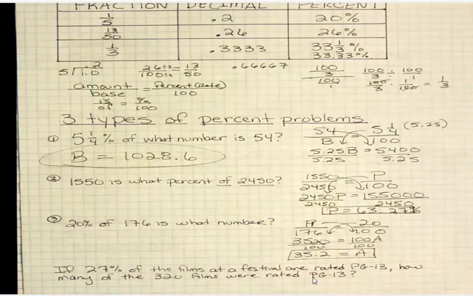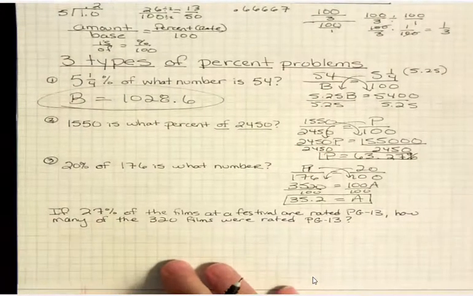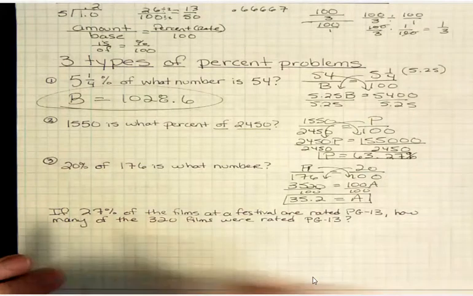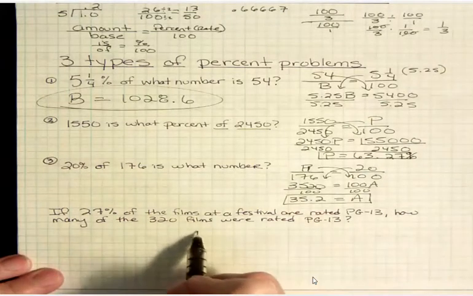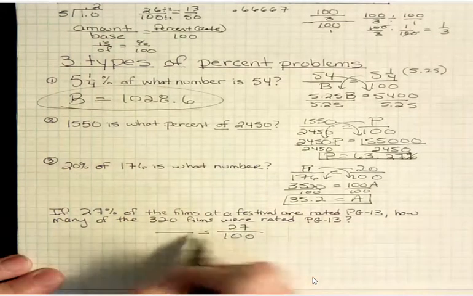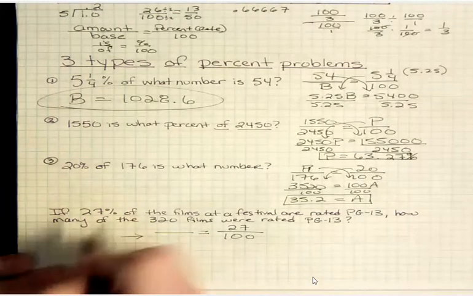And finally, there's a percent word problem that we could do, and that is if 27% of the films at a festival are rated PG-13, how many of the 320 films were rated PG-13? So we know the percent in this problem. This is a percent problem. We're going to set it up using our percent proportion. I know the percent is 27, and that's what always goes above that 100. How many of the 320 films were rated PG-13? So we really can't use the is of thing when we have a word problem. We want to always talk about the base as the original total.